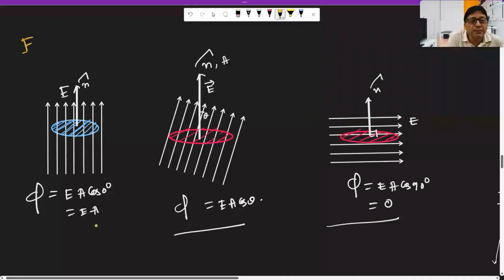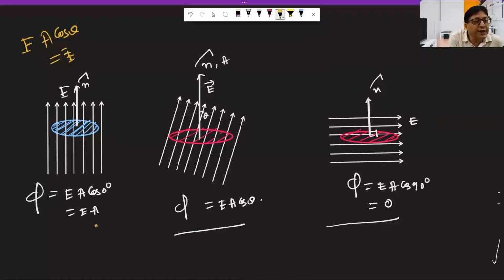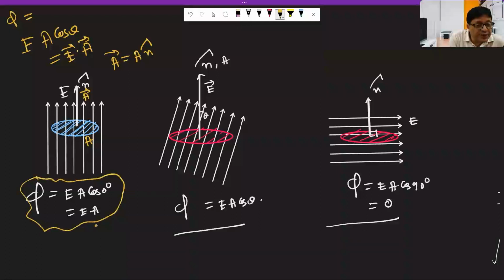This formula we should remember, that E A cos theta, or E dot A, is the measurement of electric flux, and theta is the angle between the electric field and the area vector. What is the area vector? A n cap. So here if this area is A, how to write the area vector? I showed you earlier. It will be A into n cap. Here the area vector is along n cap only, so n cap and E have the same direction. So flux is going to be equal to E A cos 0, which is equal to E A.